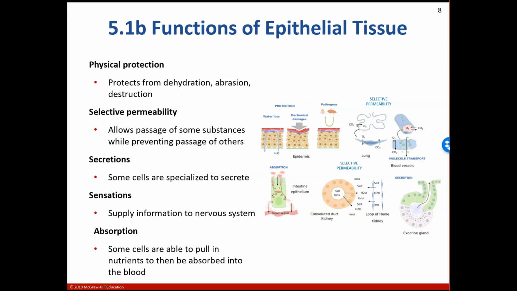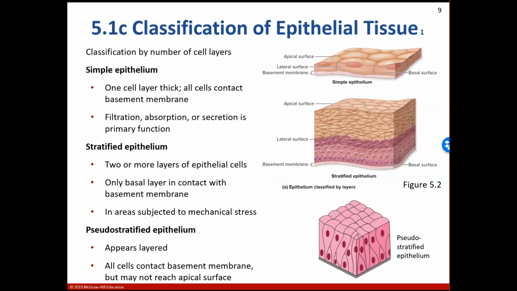Another function is sensation. We mentioned this when we said that we have a rich nerve supply to our epithelial tissue, and that's going to supply information to our nervous system. And lastly, we have absorption, and we see this best within our small intestines. Some of our cells are going to pull in those nutrients through special structures on the epithelial cell called microvilli. That substance or nutrients will move into the cell and eventually into our bloodstream to be carried off to where we can utilize those nutrients.